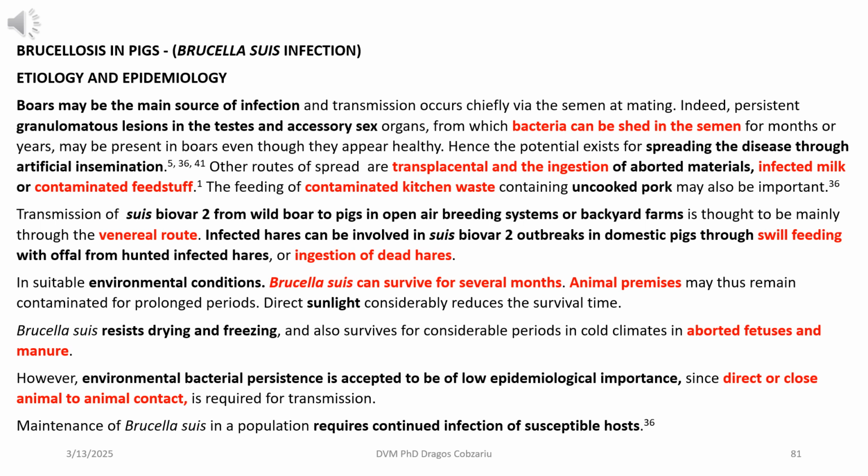In suitable environmental conditions, Brucella suis can survive for several months. Animal premises may thus remain contaminated for prolonged periods. Direct sunlight considerably reduces the survival time. Brucella suis resists drying and freezing, and also survives for considerable periods in cold climates in aborted fetuses and manure. However, environmental bacterial persistence is accepted to be of low epidemiological importance, since direct or close animal-to-animal contact is required for transmission. Maintenance of Brucella suis in a population requires continued infection of susceptible hosts.